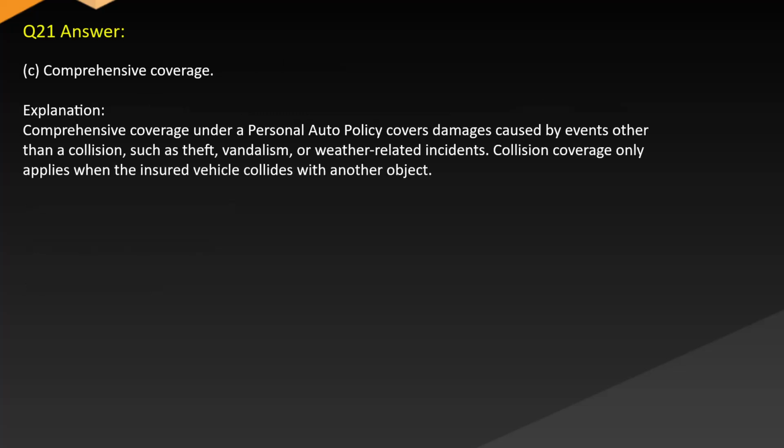Answer: C. Comprehensive coverage. Explanation: Comprehensive coverage under a personal auto policy covers damages caused by events other than a collision, such as theft, vandalism, or weather-related incidents. Collision coverage only applies when the insured vehicle collides with another object.